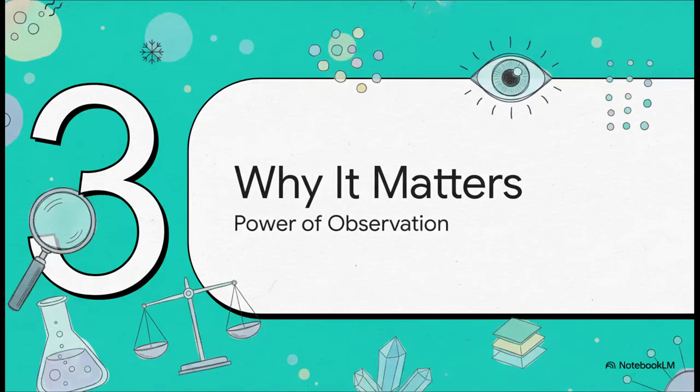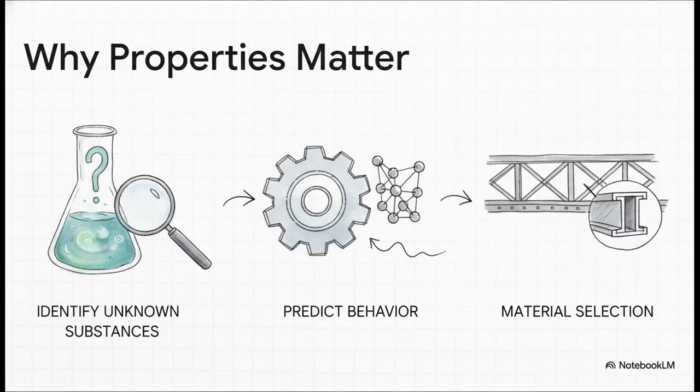Okay, so we've built up this great toolkit of properties. We have color, density, melting point, but here's the big question. Why does any of this actually matter outside of a chemistry class? What's the real-world power in just observing things? Well, it's because these properties are what let us understand and literally shape the world around us.